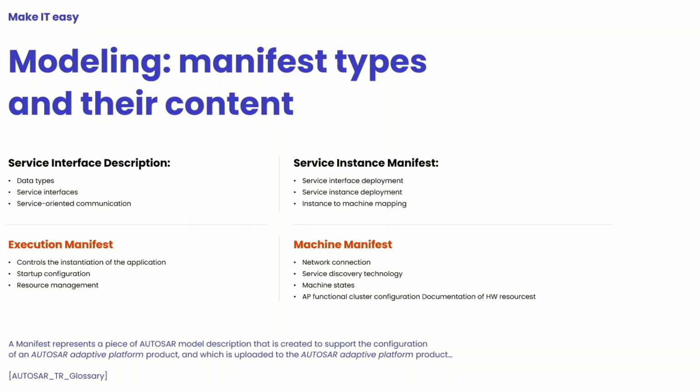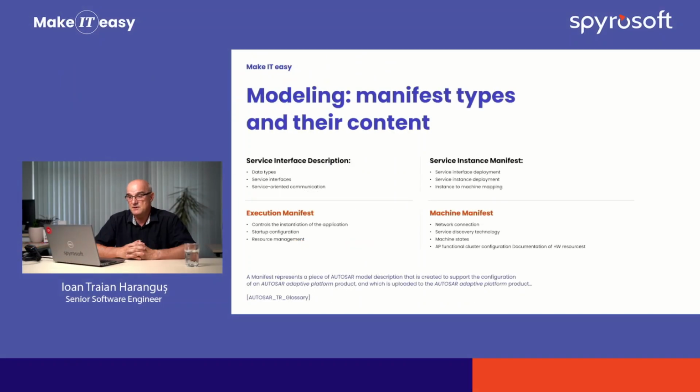And this service instance manifest has three types of data. Service interface deployment, where, for example, we set up some IDs for our events, methods, or fields in order to identify them uniquely. And then, of course, our service interface deployment also has an ID. Then an interface deployment could have several instances, and we also need to set up a service instance deployment ID, and this service instance deployment ID we need to map to a machine. And our machine, of course, has all the parameters specific to our machine, for example, an Ethernet address, port and so on.